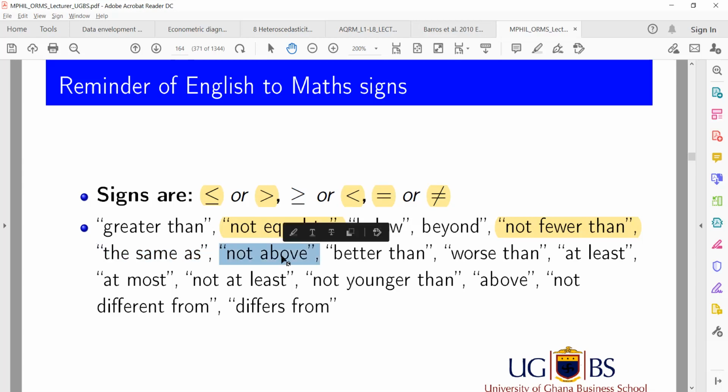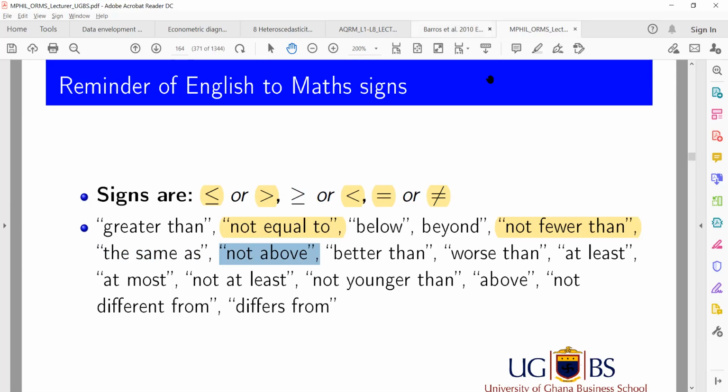What is not above? Sometimes you can use the symbol on your computer. You will be making the same mistake if you don't analyze what I told you. Not above. It's not less than. It's less or equal to. If you don't take care, you'll be making these grammatical mistakes.